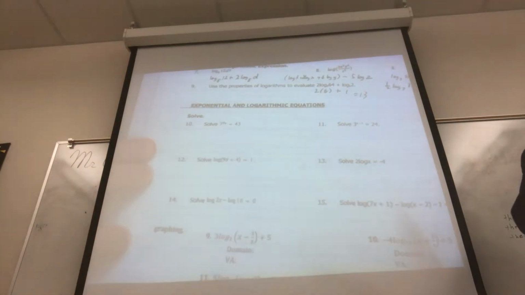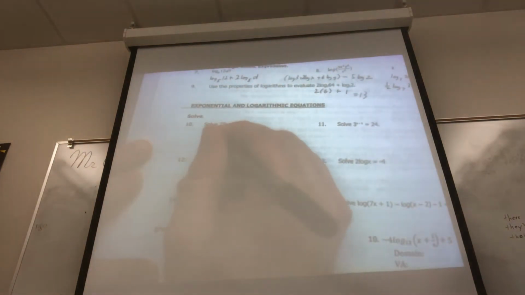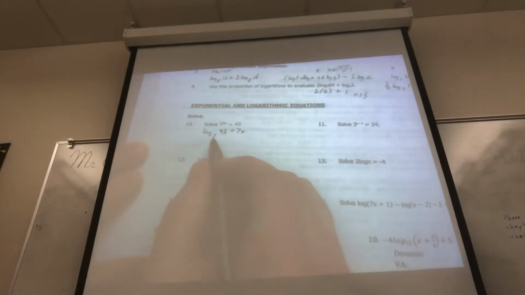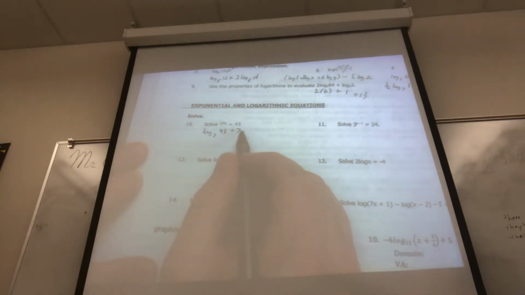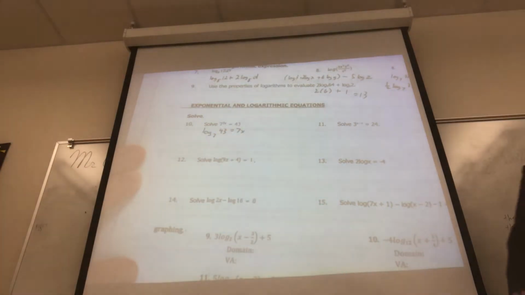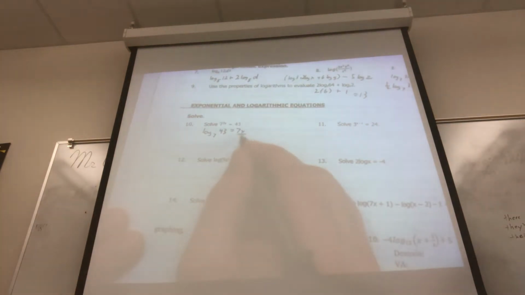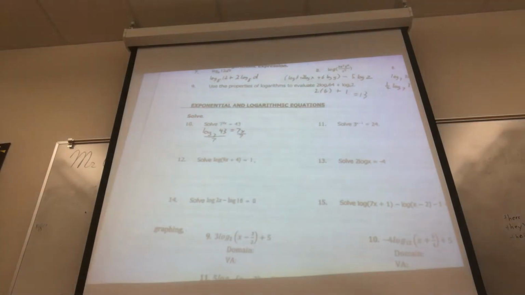On this one, it's exponential. I'm going to rewrite it as a log. So I would rewrite it as log base 7 of 43 is equal to 7x, because again, this base raised to this power makes this. Okay? I would type log base 7 of 43 into the calculator, and then I would divide it by 7. That'll give me my answer for x.